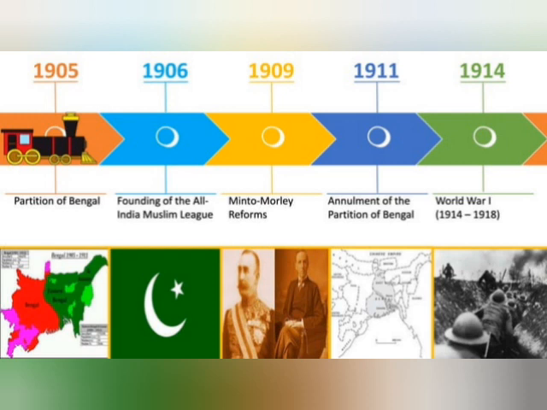Cabinet Mission Plan 1946. In 1946, the British government sent 3 senior members of the British cabinet as a last attempt to preserve the unity of the Indian Federation. These members were Lord Pethick-Lawrence, Sir Stafford Cripps, and A.V. Alexander. The mission was entrusted with the difficult task of reconciliation between the Congress and the Muslim League.